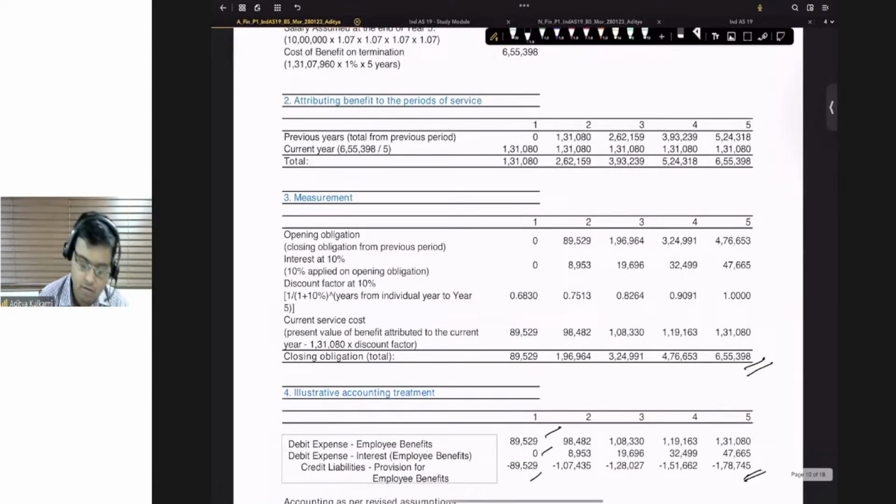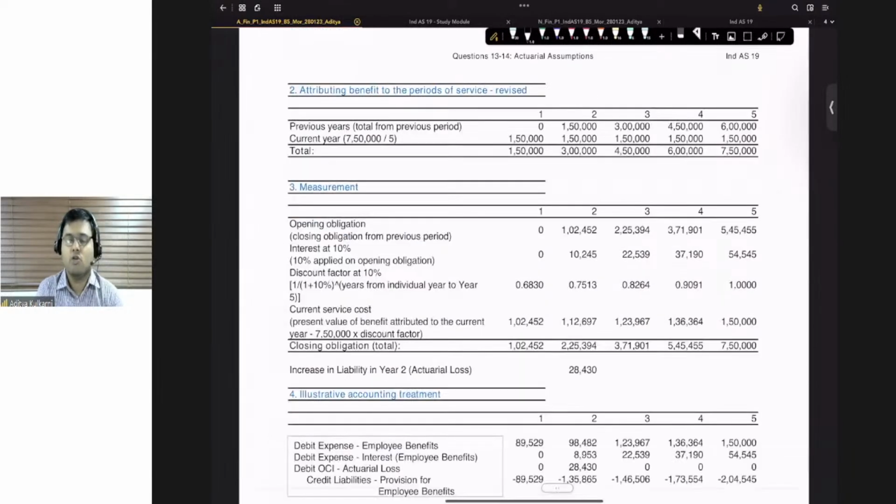6,55,398. Now it has come to 7,50,000. So let us attribute the benefit revised. So this is 1,50,000 each year. Then you do the working, you are going to get the fresh liabilities at the end of years 1, 2, 3, 4, and 5. So now the change happens year 2 onwards.